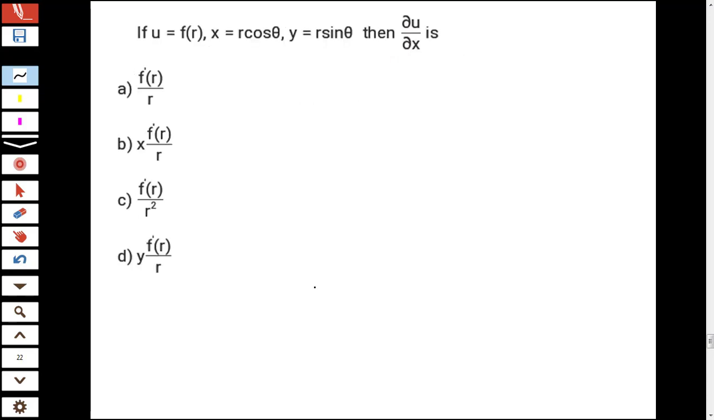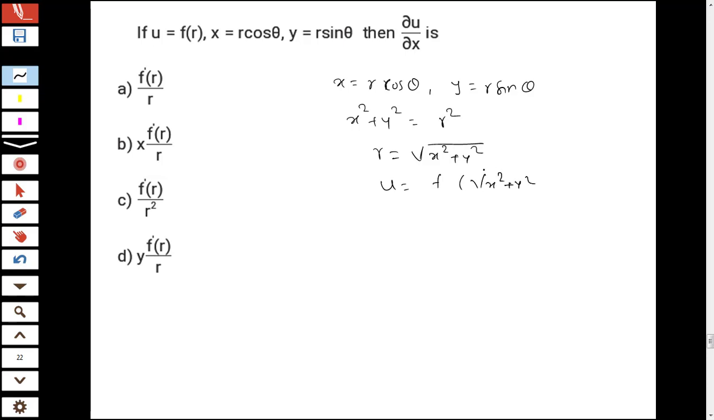Next, u is equal to f of r, and x is equal to r cos theta, y is equal to r sin theta, and the question is to find ∂u/∂x. So first of all, you have to write down r in terms of x and y. We have x is equal to r cos theta, and y is equal to r sin theta. So by squaring and adding, it is x square plus y square is equal to r square, or r is equal to under root x square plus y square. So we have that u is equal to f of under root x square plus y square.